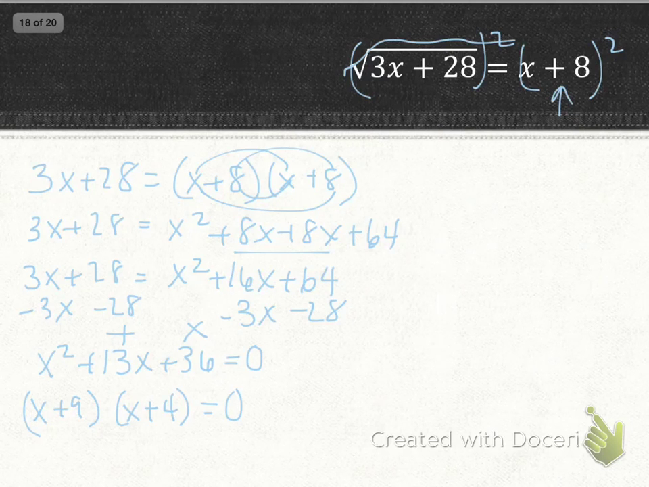Because I can do ZPP, if I set x plus 9 equal to 0 and solve it, I get x is equal to negative 9 because I subtract 9. If I set x plus 4 equal to 0 and solve it, I have to subtract 4, so I get negative 4. And now I need to plug it back in and check it.